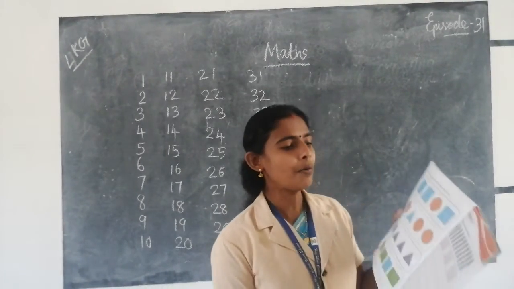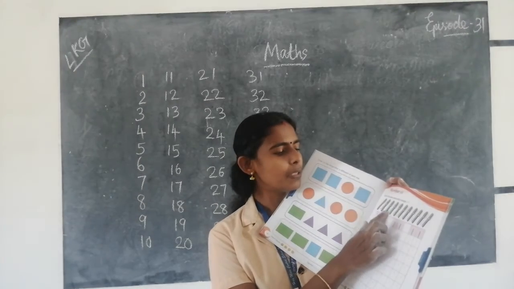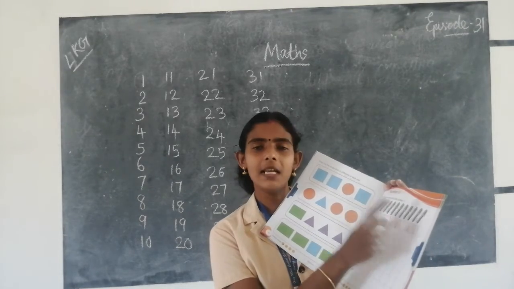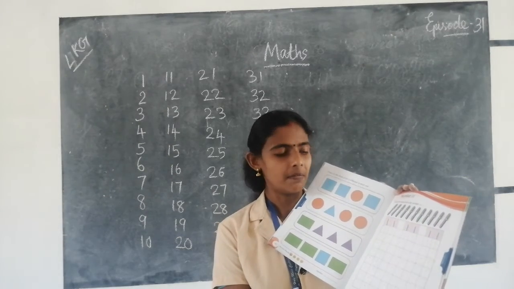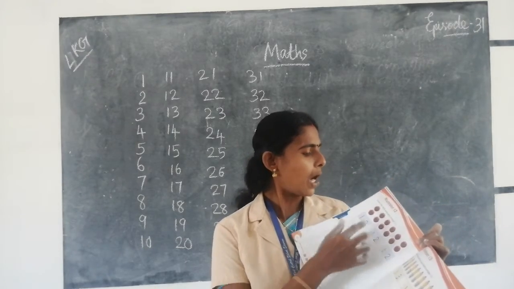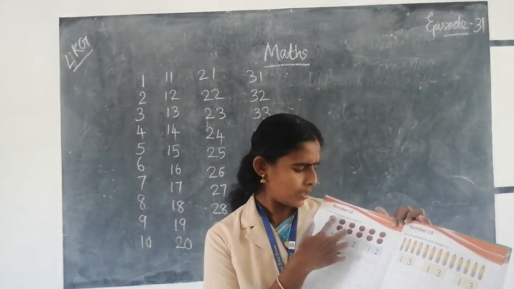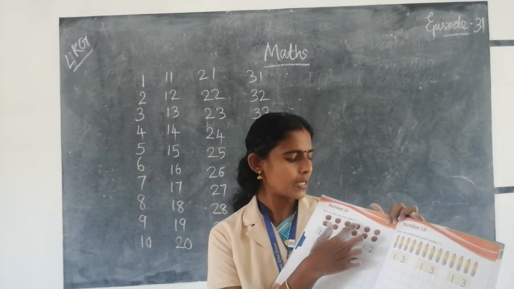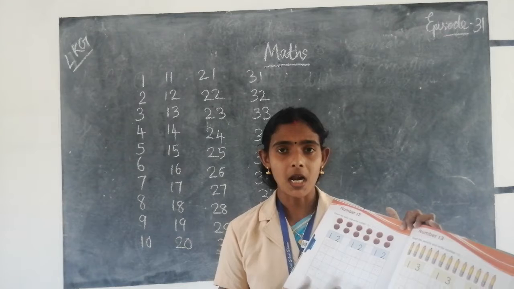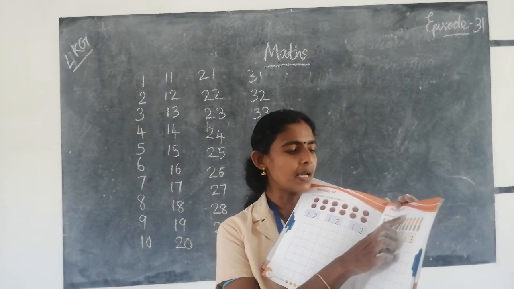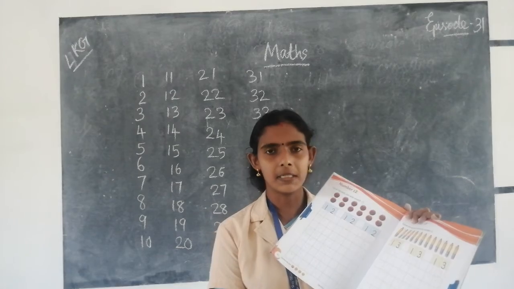Then page number 61, count the pens and write the number 11. Let's count. 1, 2, 3, 4, 5, 6, 7, 8, 9, 10, 11. 11 pens are there, so you have to write number 11. Then count the balls and write the number 12. 1 to 12, 12 balls are there. So we have to write number 12 in all balls. Next, count the pencils and write the number 13. There are 13 pencils. So you have to write number 13 in all boxes.